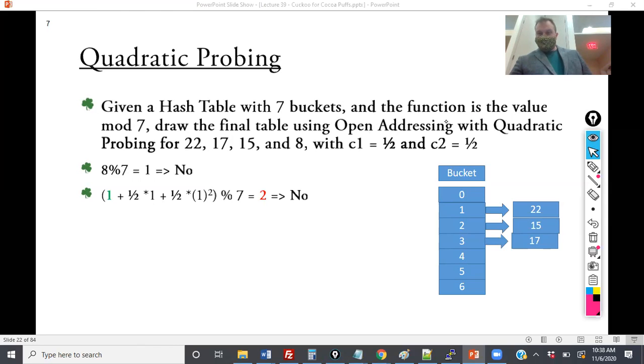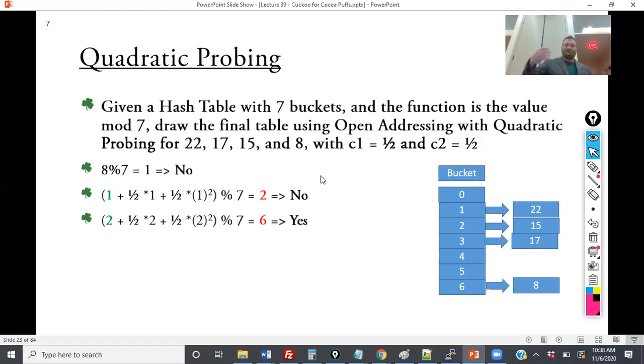His answer here is 8 mod 7 is 1, 1 is full, goes to 3. So 1/2 is going to be 0.5 here, and that's going to go to 2. And 2 is full. So now we go to the second iteration. 2 plus 1/2 of 2 is 1, plus 1/2 of 4 is 3. So we get 2 plus 1 is 3, plus 3 is 6. 6 mod 7 is 6, and so that's why 8 is going to go into the bucket of 6.